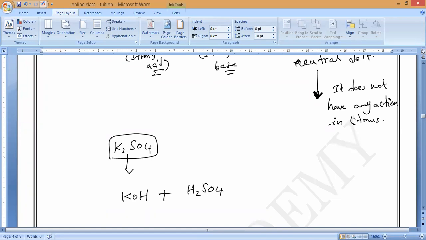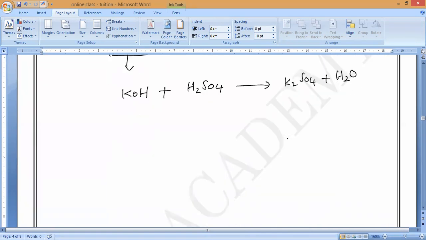Understand? Strong acid and strong base will give you potassium sulphate plus H2O. So this is also another example. Here also it is called what? Neutral salts. Whenever we have a strong acid and a strong base, the salts formed by them are neutral in nature and show no reaction with litmus.